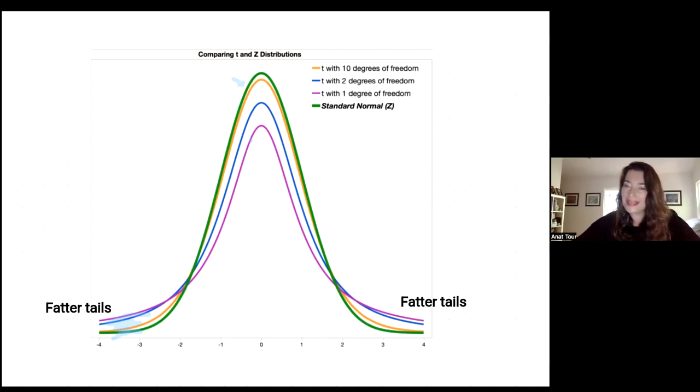So hopefully this helps you understand the difference between a normal curve and a T model curve and when to use it.